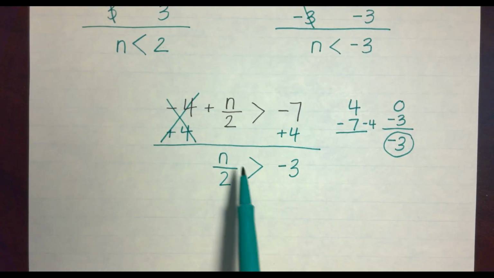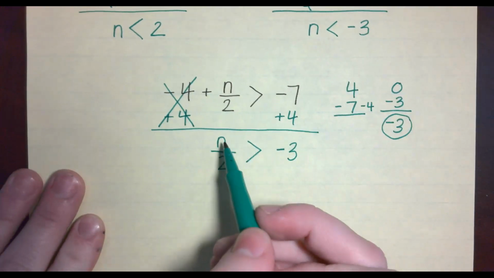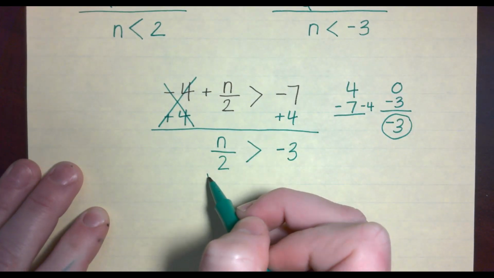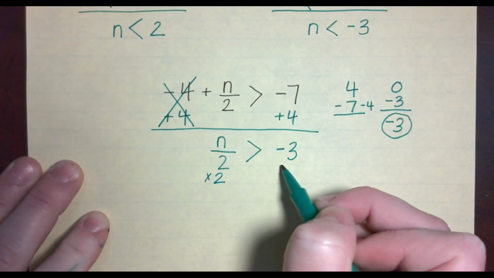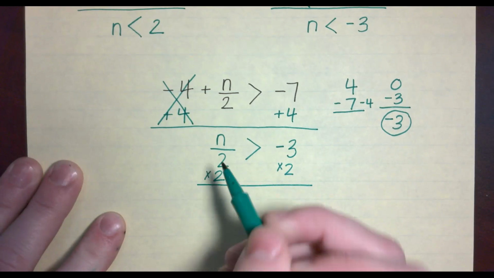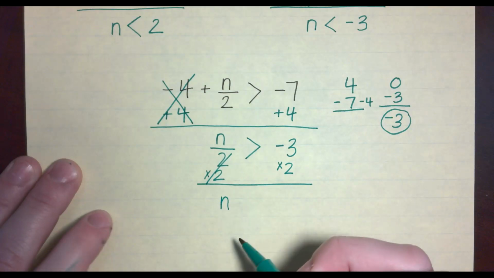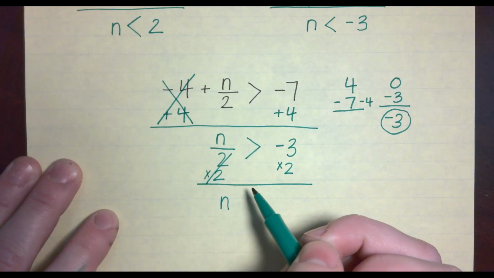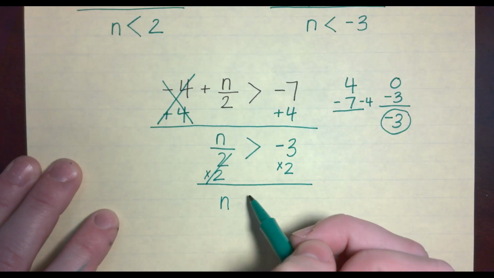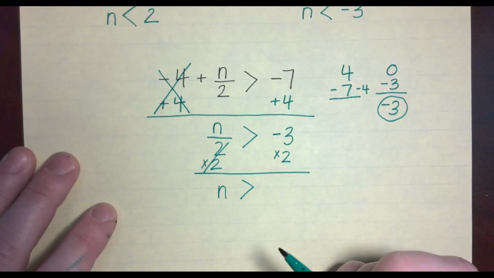Okay, now I have n over 2 is greater than -3. What do I do next? Yes, n over 2 means n divided by 2. So to get rid of division, we multiply. All right, my 2's cancel, so I'll bring down my n. What else? Yes, bring down my greater than sign. And then what's -3 times 2?